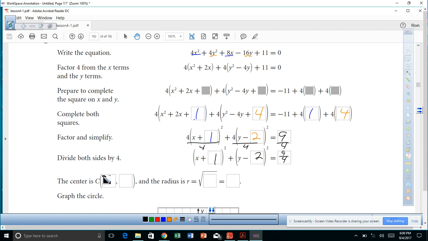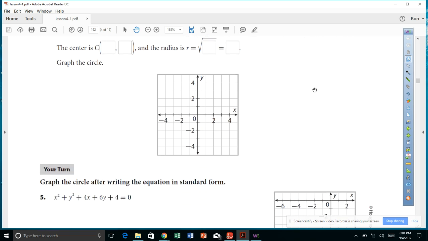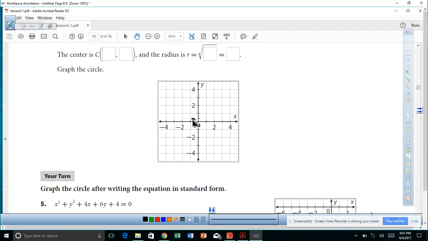Okay? So the center is going to be negative 1, 2, and the radius is going to be the square root of 9/4, which is 3/2. And now let's graph the circle. Not enough room. All right. What was the center? The center was negative 1, 2, right? And then the radius was 3/2, so that's going to be 1.5 in each direction. And I'm going to do my best to draw a circle here.